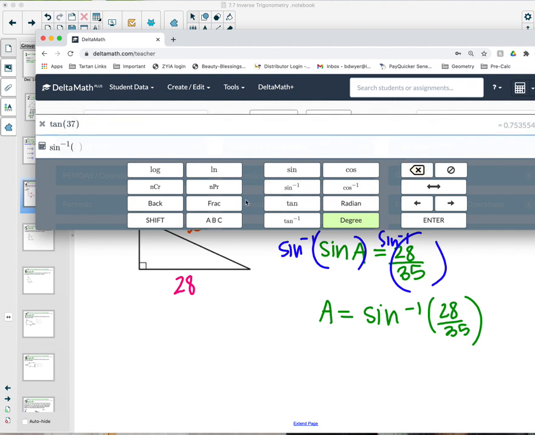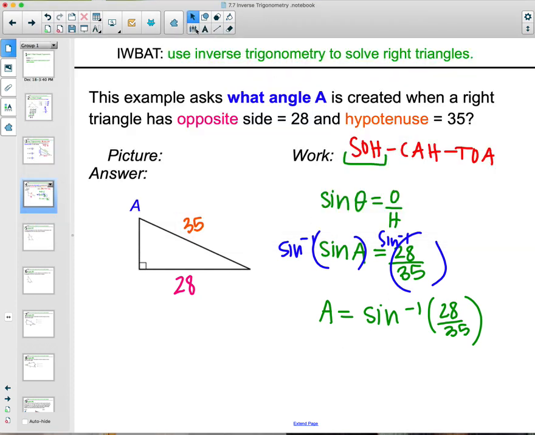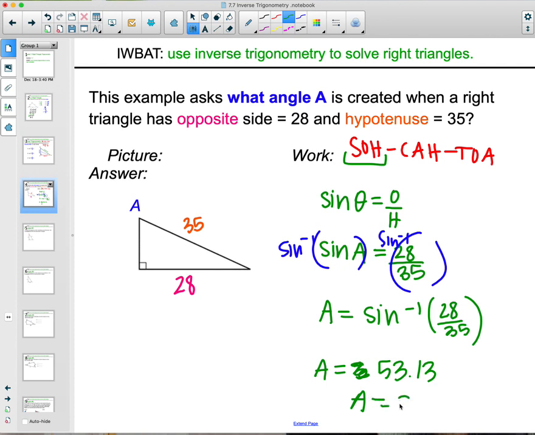Okay, so sine inverse, and then go back and do 28 divided by 35. And then it'll tell you that that's for a 53.13 degree angle. So A is 53.13. So if you wanted to do to the nearest degree, A would be a 53 degree angle.